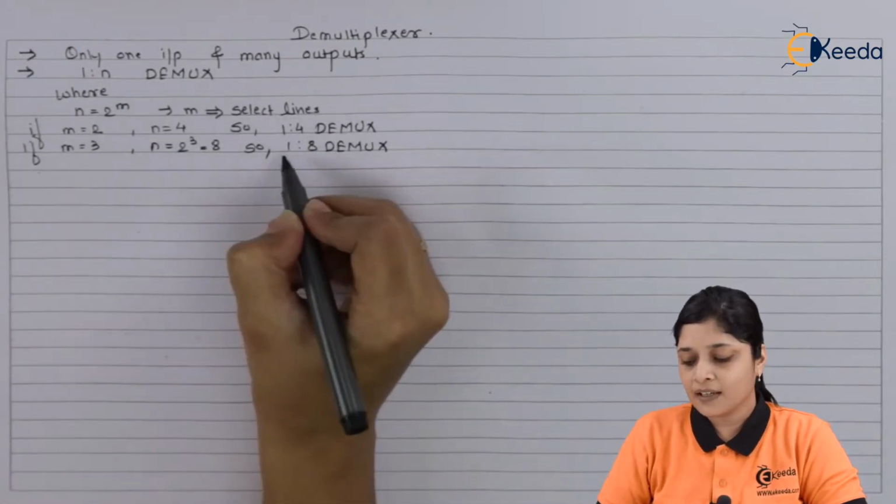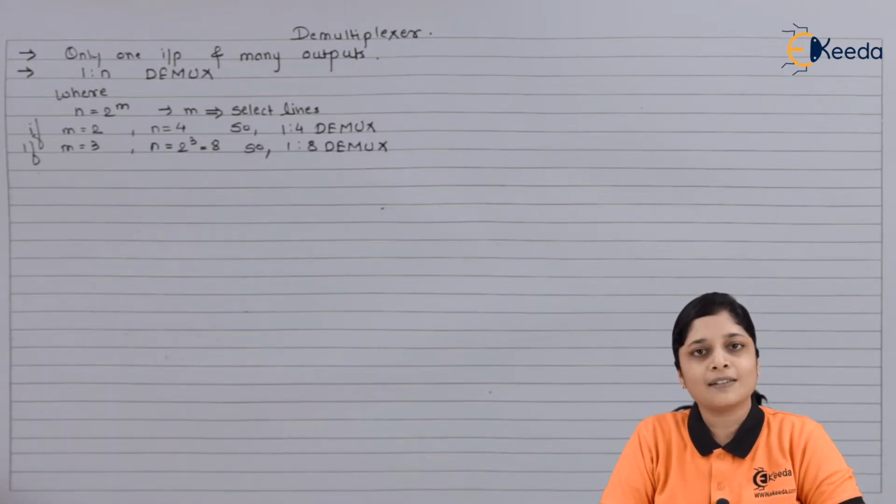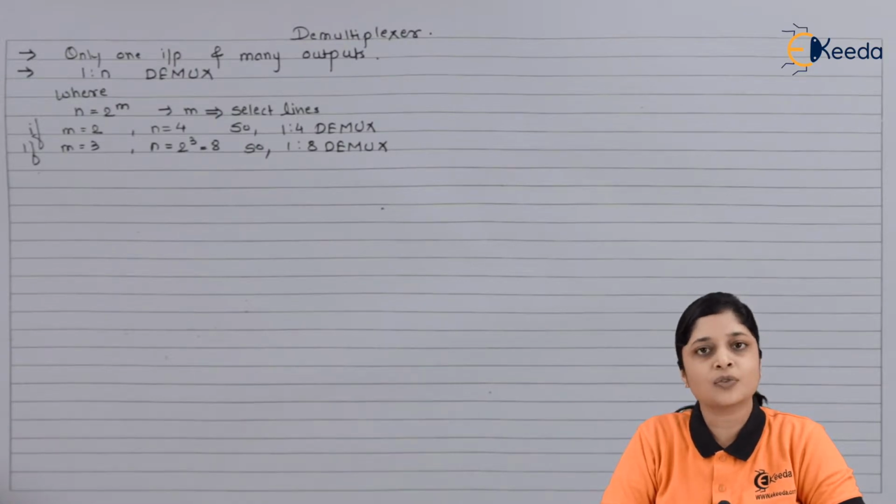Now if you see here, it has one input and many outputs, means data is distributed over multiple outputs according to the input conditions. Only one output is activated at a time, and in this way input is connected to the output. So we will draw the diagram of 1:4 DEMUX for the explanation purpose.